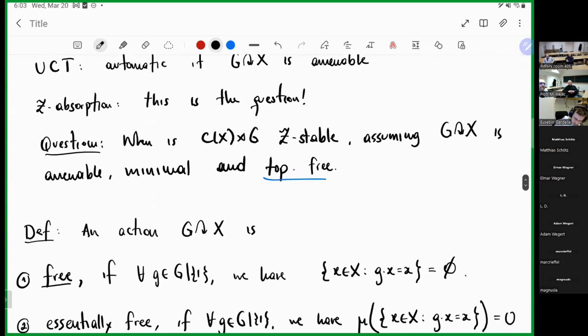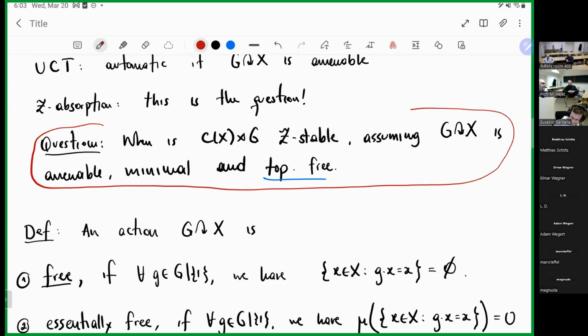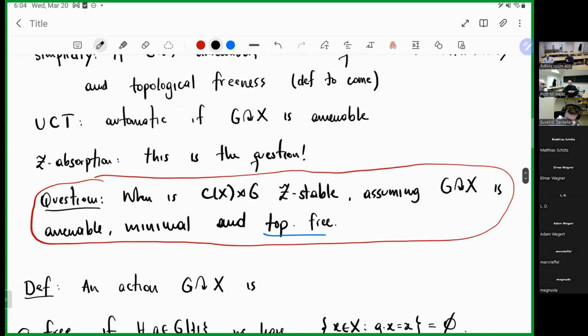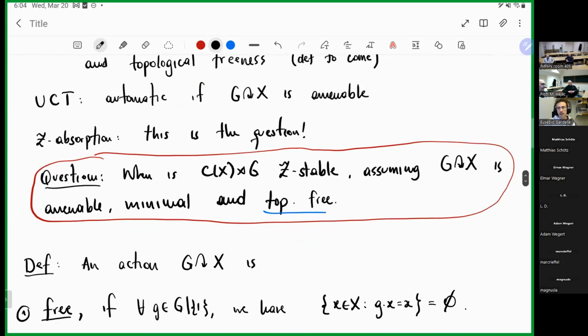Again, back to the question. The question is, when is a crossed product Z-stable? Assuming, among others, amenability of the action, minimality and topological freeness. Most of the work that has gone into answering this question has been in the case where the group is amenable, not just the action. Although there's some recent things done in the non-amenable case as well.